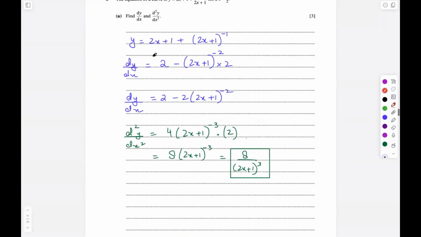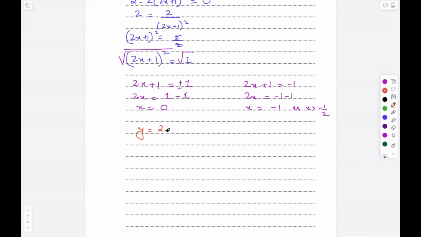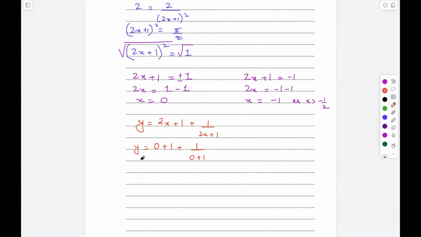The equation of the curve was given as y is equal to 2x plus 1 plus 1 upon 2x plus 1. So substituting 0 over here, we'll get 0 plus 1 plus 1 upon 0 plus 1. So the y coordinate will be equal to 2, as this becomes y equals 1 plus 1 upon 1. So the coordinates of the stationary point are (0, 2).